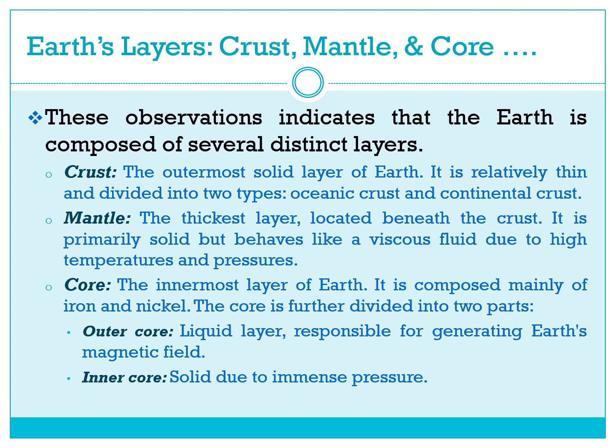Mantle, the thickest layer located beneath the crust, is primarily solid but behaves like a viscous fluid due to high temperature and pressure. Core, the innermost layer of Earth, is composed mainly of iron and nickel. The core is further divided into two parts: outer core, a liquid layer responsible for generating Earth's magnetic field; inner core, solid due to immense pressure.